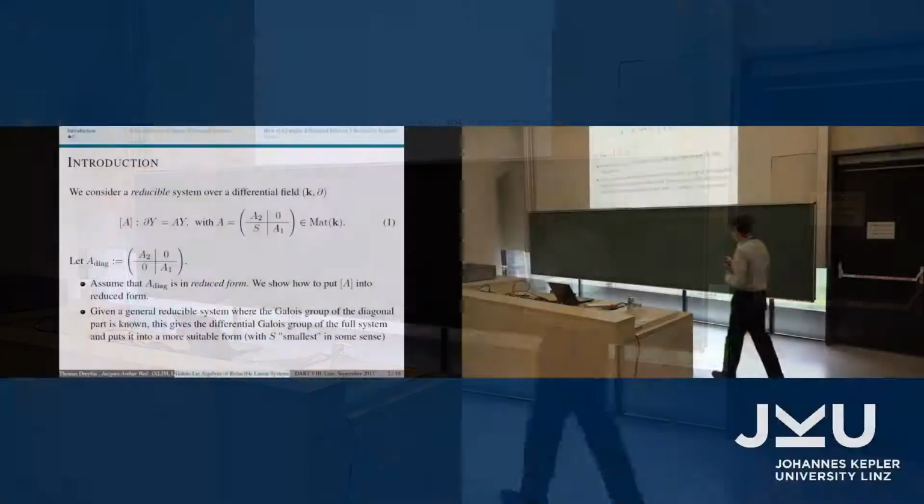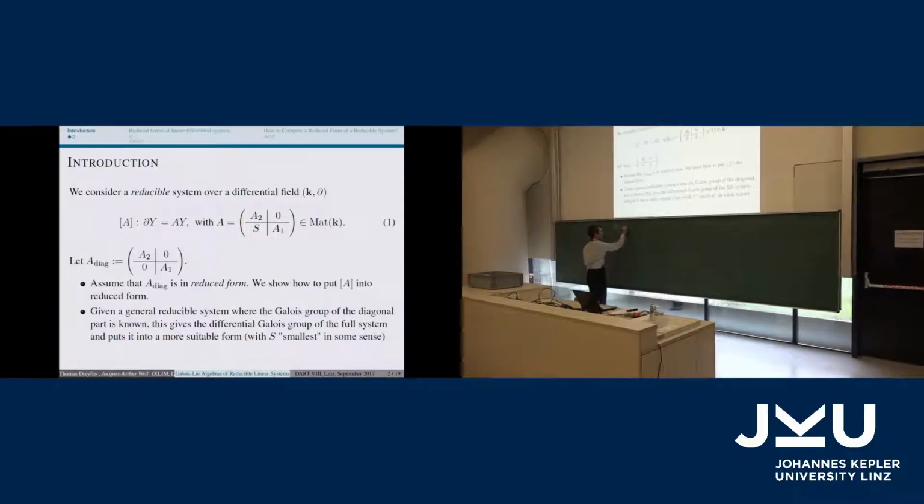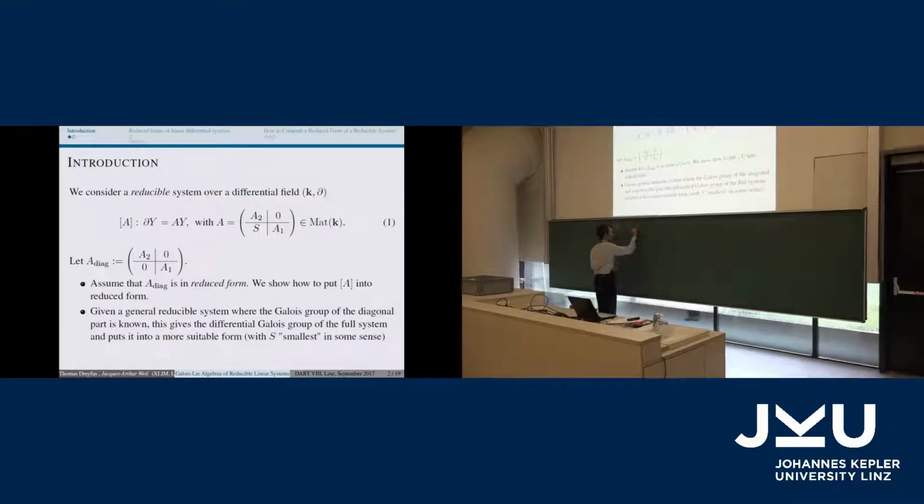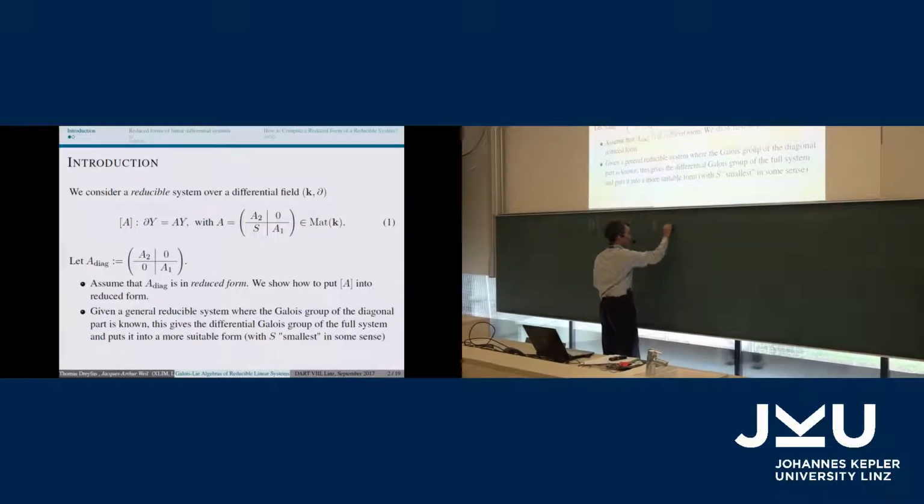So we're going to be studying a problem like this, and I'm going to save it on the blackboard for future reference. So we have a system written that way, y prime equals A y, and it's a reducible system, so it's of this form.